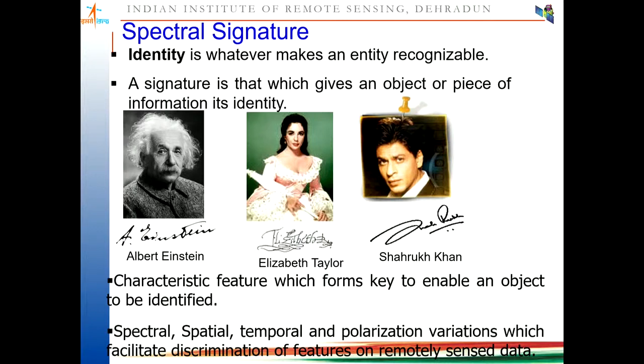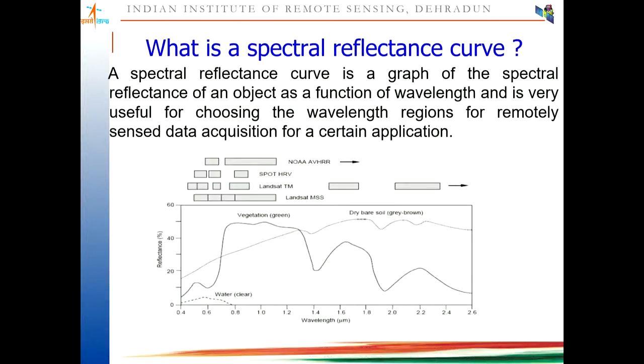As we see in everyday life, signatures or unique identifiers like biometric analysis or signatures constitute these unique identifiers. So characteristic features which form the key to enable an object to be identified would be a signature. And with remotely sensed data, spectral, spatial, temporal, and polarization variations which facilitate discrimination of features are the properties which we use as signatures to identify features.